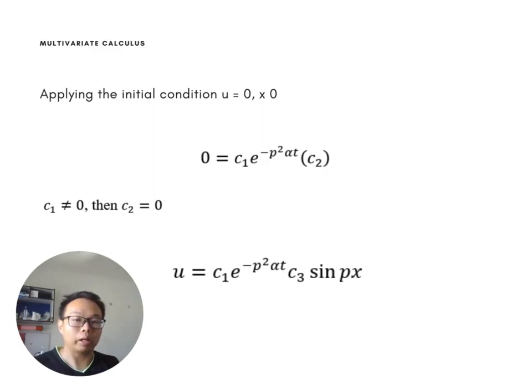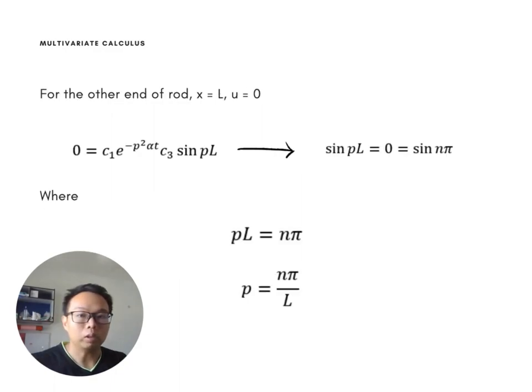And now we get the value of C2 and apply it back to our temperature equation, and we will get a result similar to that stated below here. And for the other end of the rod, we apply x equals L, which is the end of the rod, and U equals 0, which is 0 degrees Celsius. And we will get an equation similar to this.